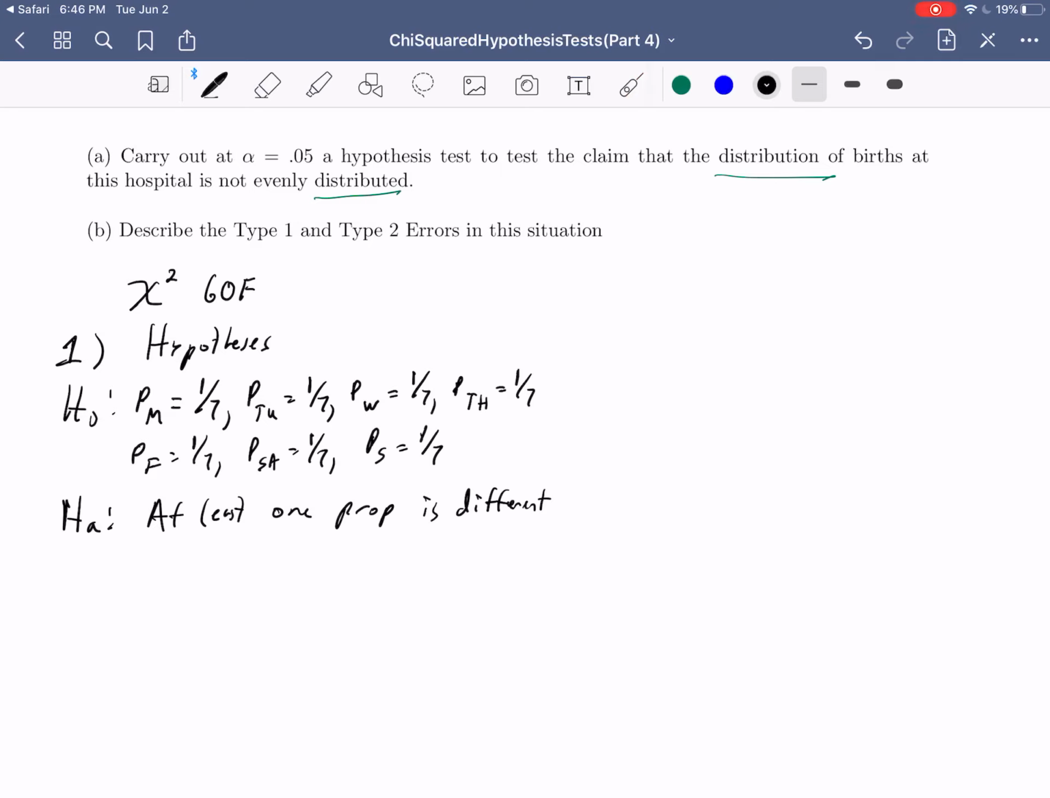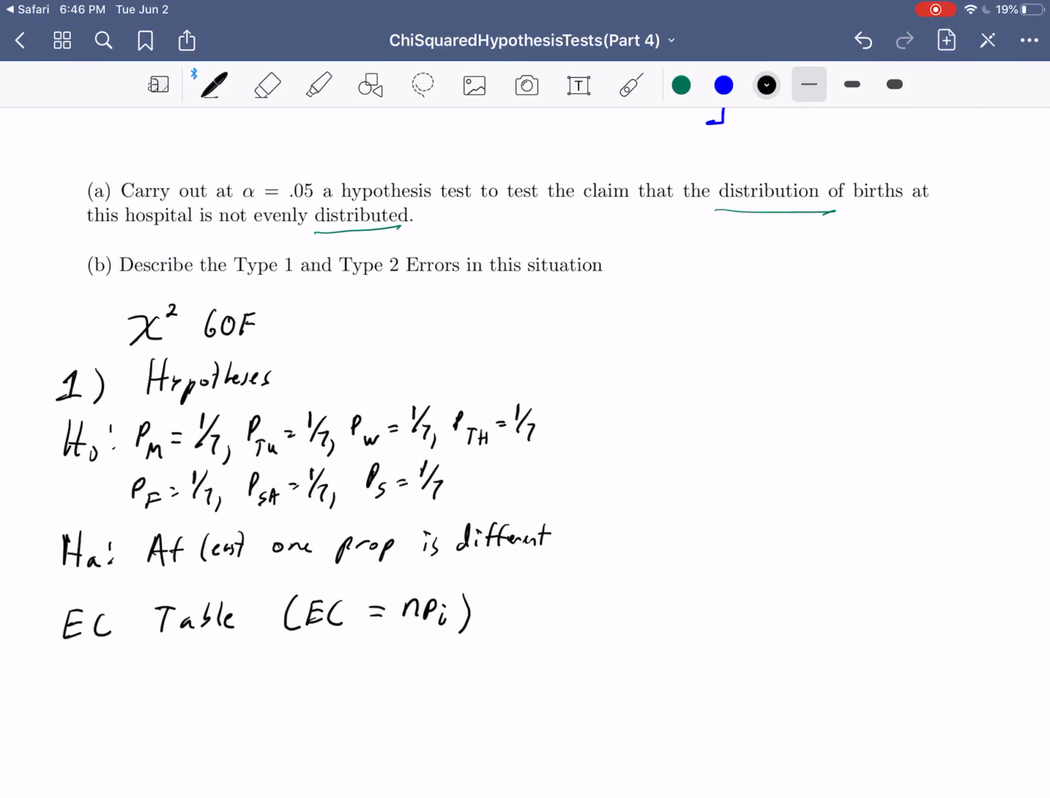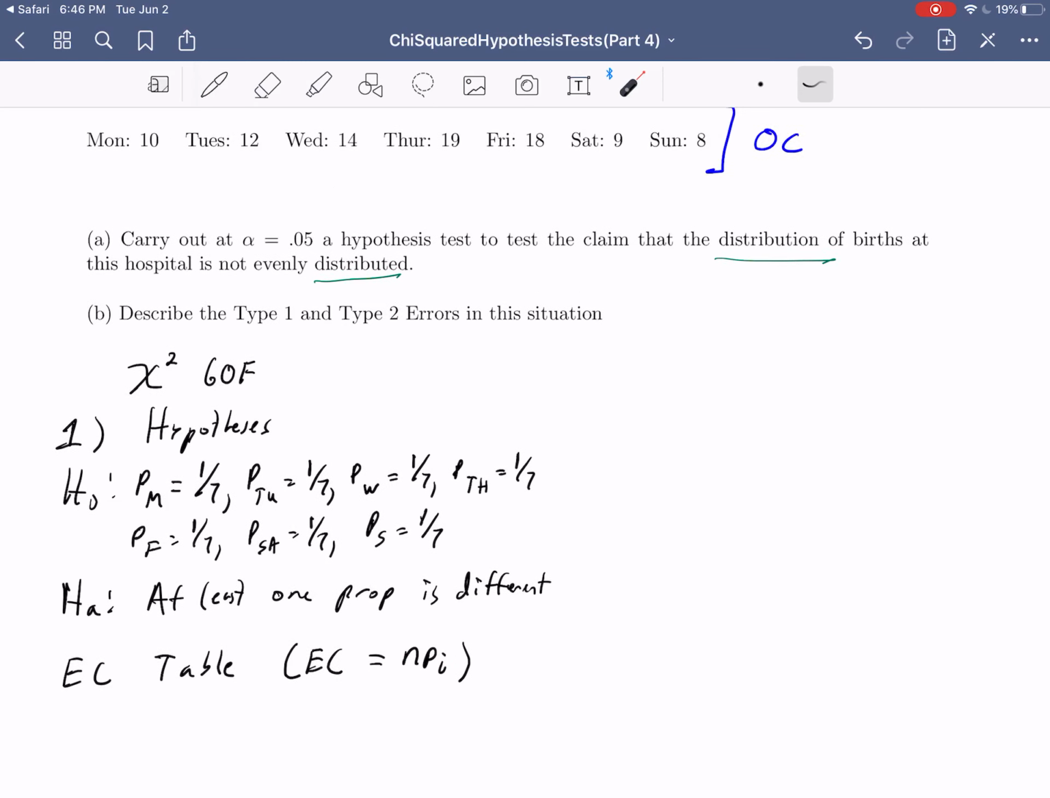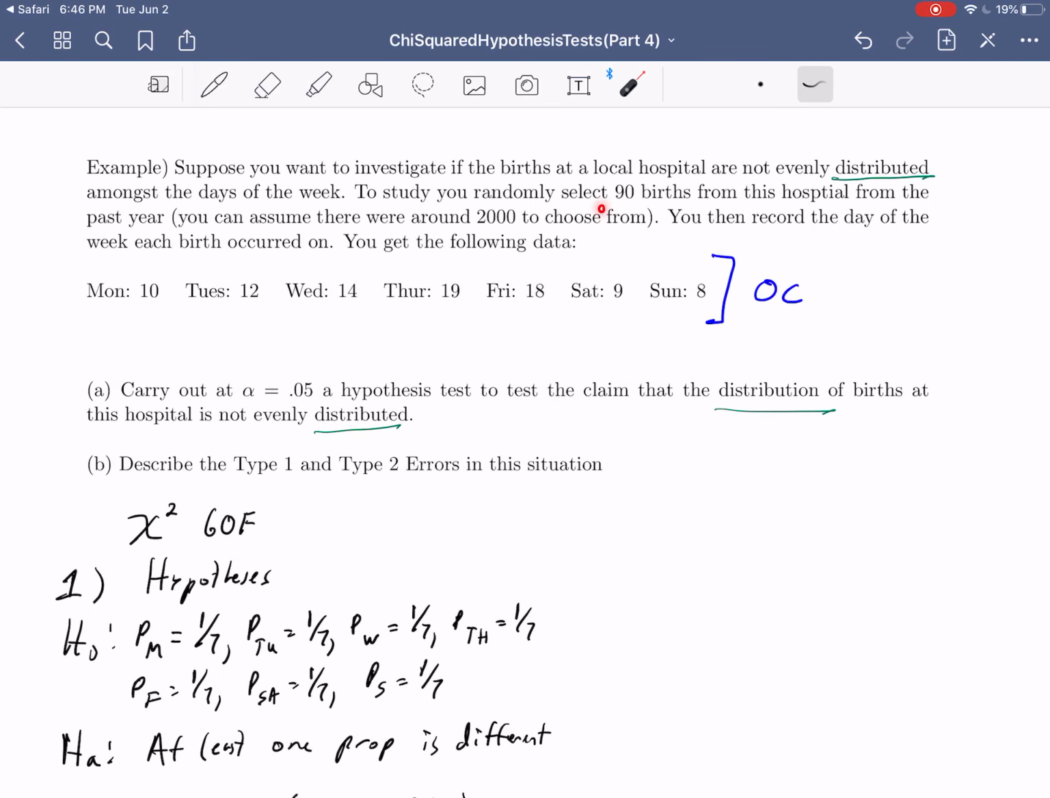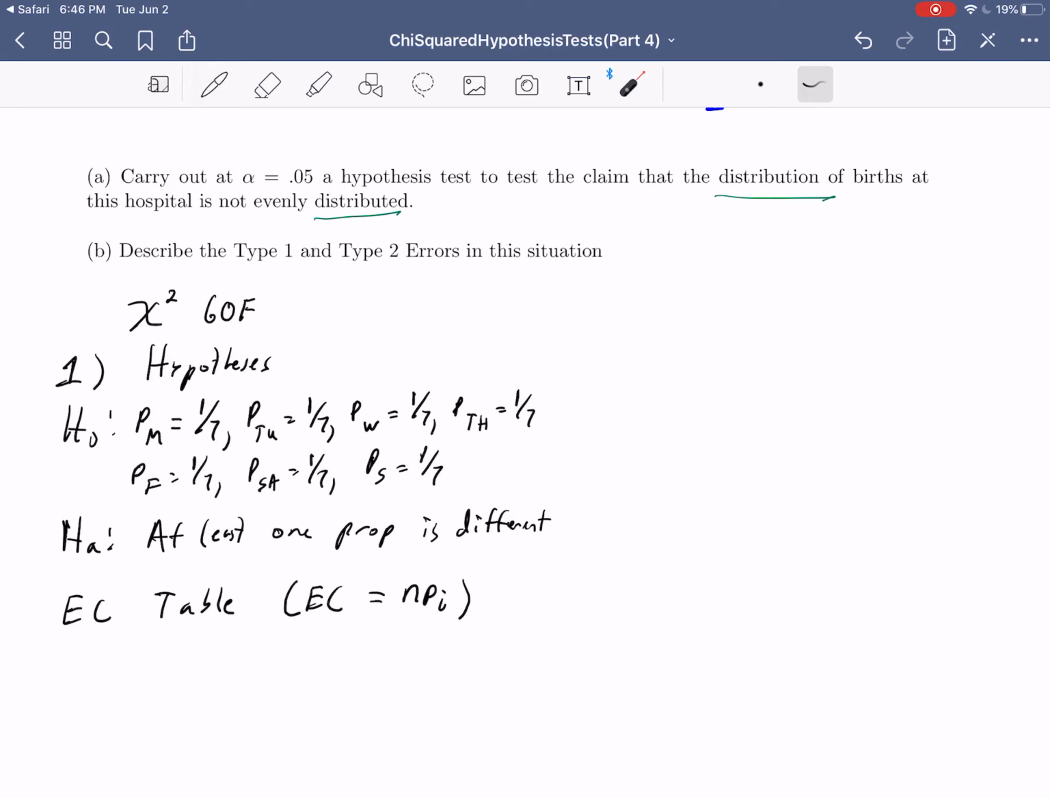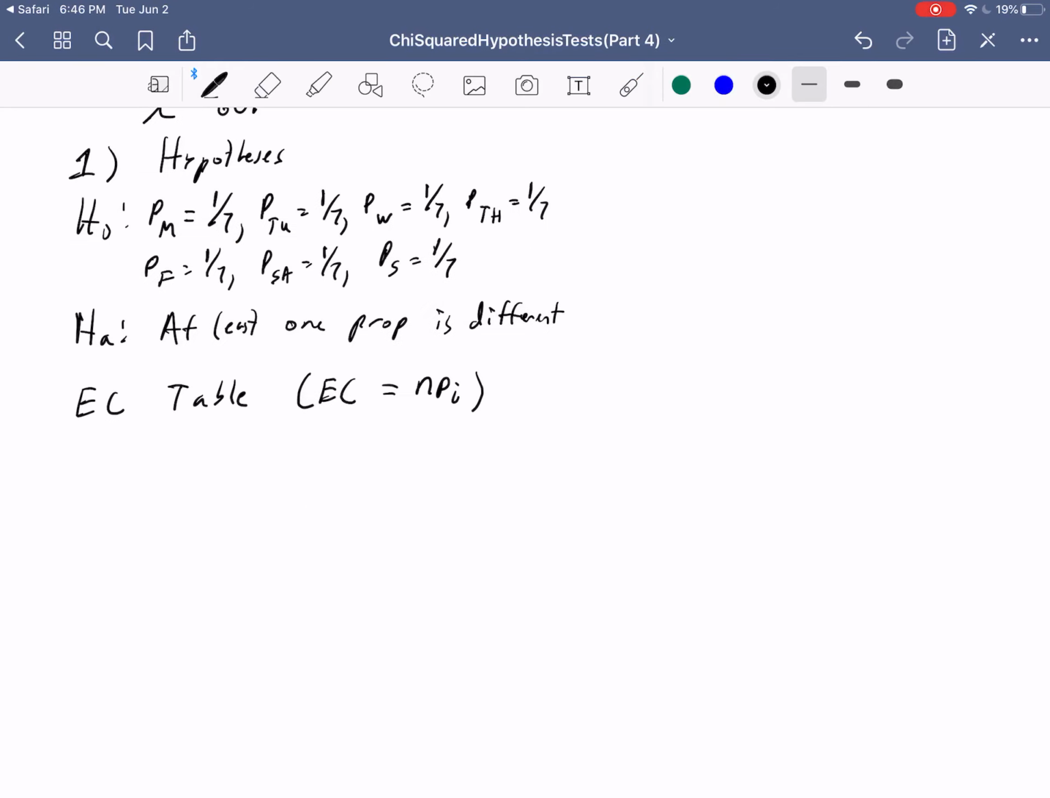All right, what's our next step? Well, we've got to get our expected counts table. And remember, the expected count for chi-squared goodness of fit is n times pi. What is our n going to be here? Our sample size, as we know, is 90. And the pi is actually going to be the same for each of these. It's going to be 1/7. So let's get our expected counts here.